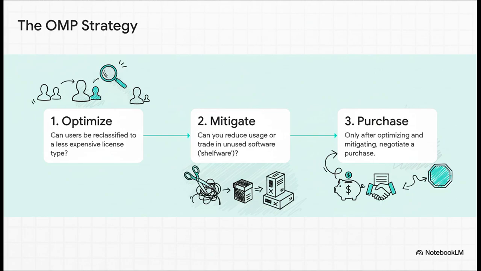So what do you do when SAP comes to you with a finding and a big number attached? The first step is not to pull out the checkbook. You follow the OMP strategy. First, you optimize. Are there users you can reclassify to a cheaper license? Then you mitigate. Can you remove access for people who don't even use it anymore? Do you have old, unused licenses, shelfware that you can trade in? It's only after you've done all of that that you get to the final step, purchase.